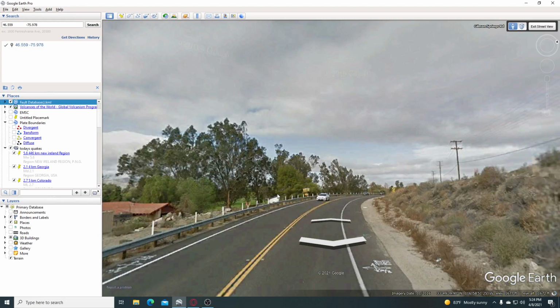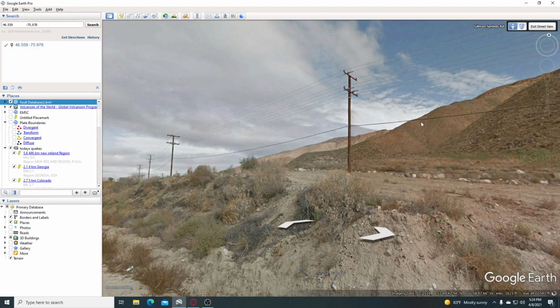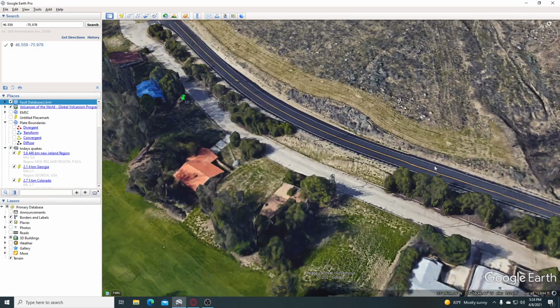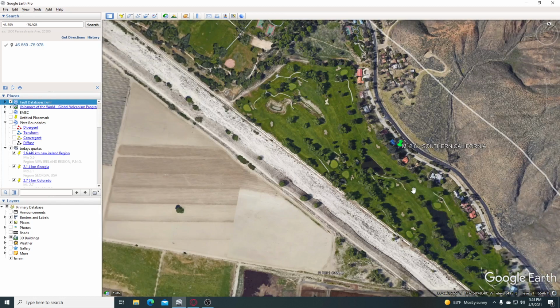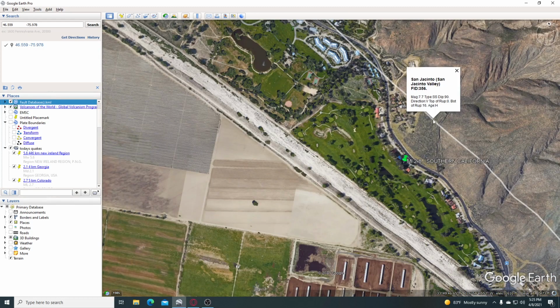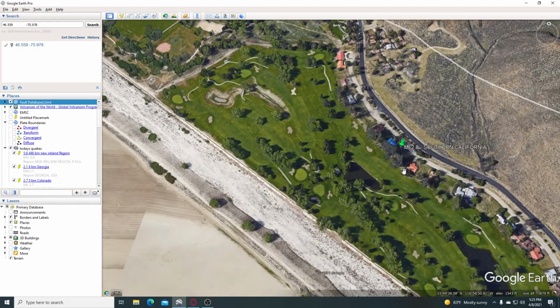So our earthquake was occurring over in this area here. There's also another fault line that runs up here. So we'll back out real quick. We can see that this fault line here is San Jacinto. So we can see what's happening next to the San Jacinto.